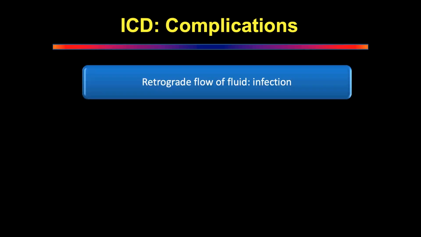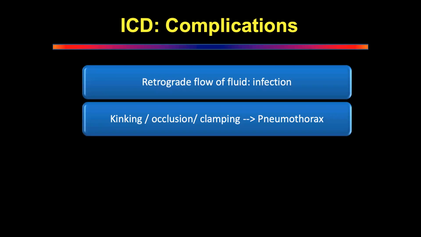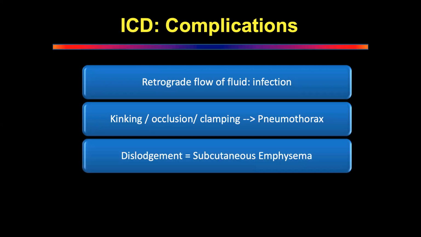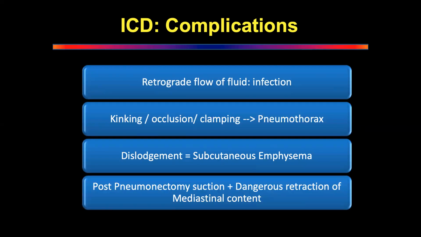Somebody tell me what's happening. So air complications during procedures, immediate or delayed. We've spoken about kinking, occlusion, clamping, causing pneumothorax. Agreed? Yes, sir. So far, so good? We spoke about dislodgement, which means it's coming into the subcutaneous tissue. And then post-pneumonectomy, you should not really put suction.